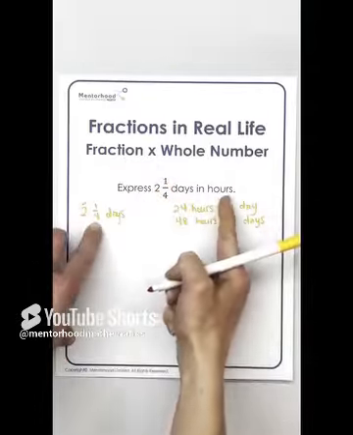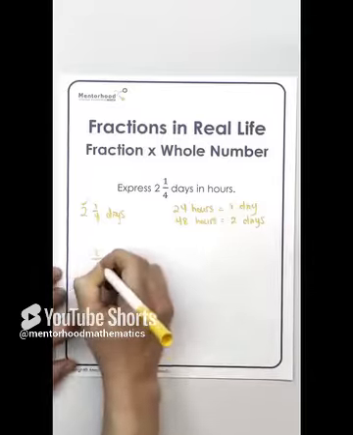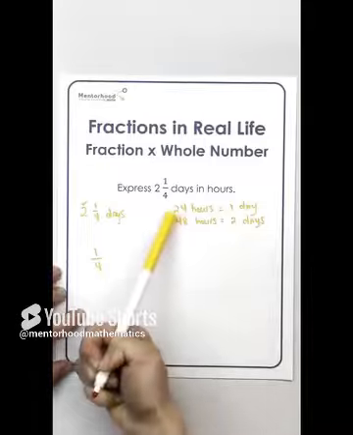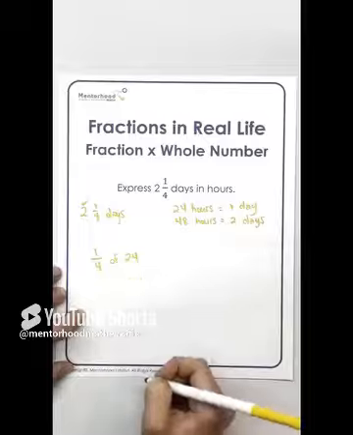Now what about 1/4? Because I've got 2 whole, and then I've got a quarter still. So I need 1/4 of a day in hours. So how many hours are in a day? 24. So I need 1/4 of 24 hours. Now, how do I do that?